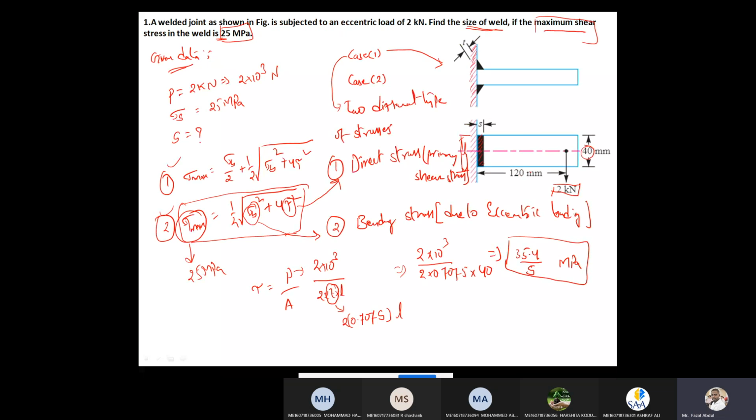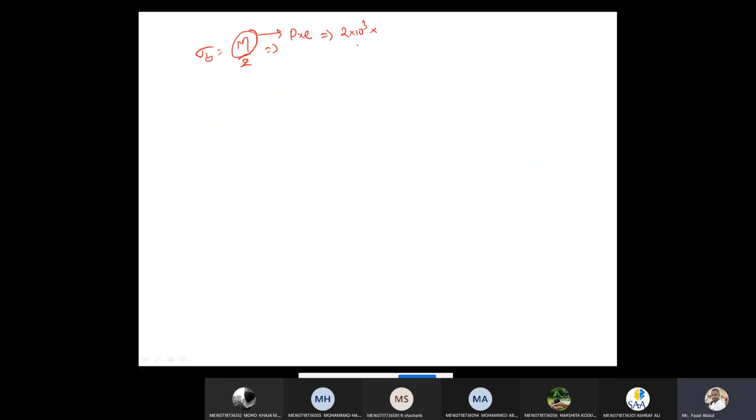Now what is the secondary stress? Not secondary stress, it is the bending stress. To calculate bending stress, sigma b equals M by Z. M means load into distance, which I am calculating now: 2 into 10 to the power of 3 into e. The 120 mm given in the question is nothing but e. So e value is 120.